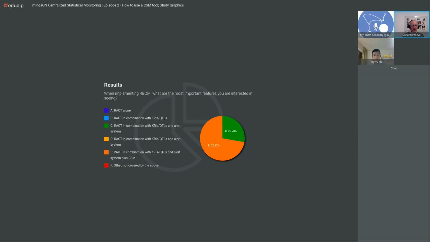Yes. Okay, so amazingly, we only have two responses. Either you give me a RACT, so a risk assessment categorization tool in combination with KRIs and QTLs, and an alert system, so that means the basic risk-based quality management system. So 27% voted for that. And the rest wants it all. So give me a RACT in combination with the KRIs and QTLs, an alert system, plus the centralized statistical monitoring feature.